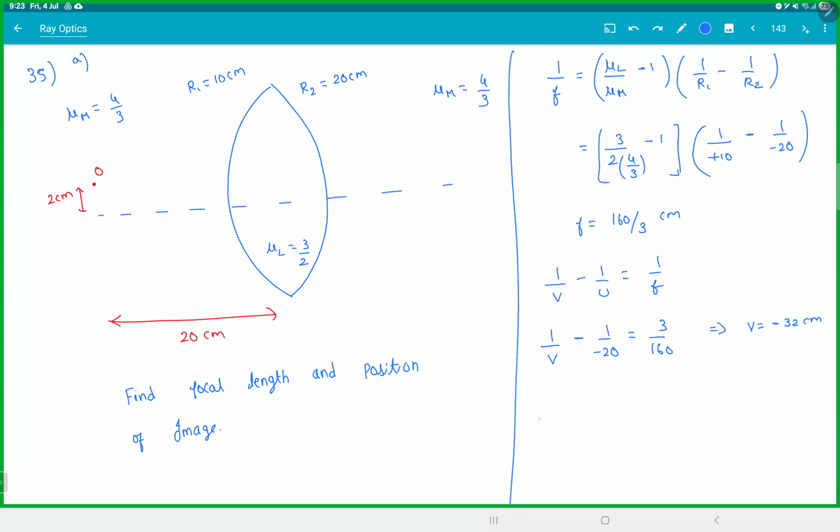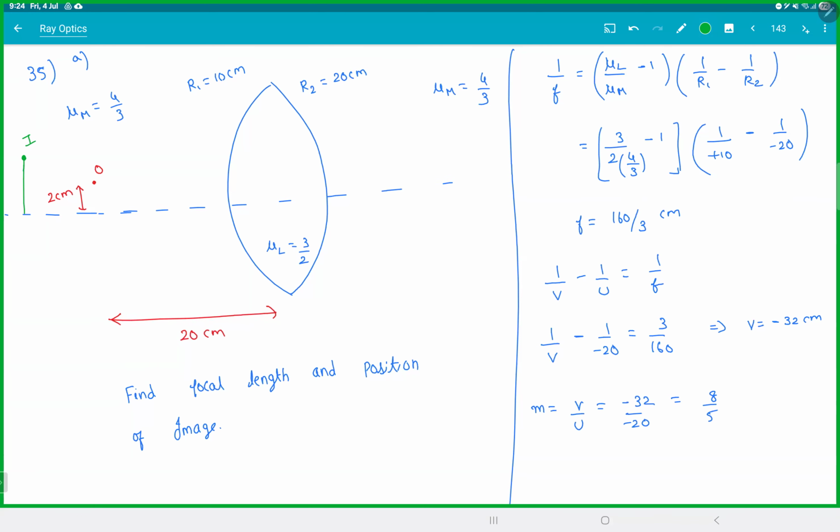Yeah, and what about the magnification? Magnification is plus V by U. Minus 32 by minus 20. This is 4 8s are 4 5s are 8 by 5. There. So your image will be at 32 centimeters and this will be 16 by 5 centimeters. This is the image, 16 by 5 centimeters, and 32 centimeters behind. This is forming virtual. All got this?